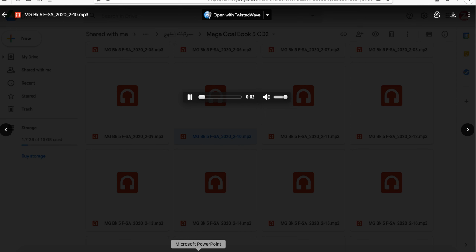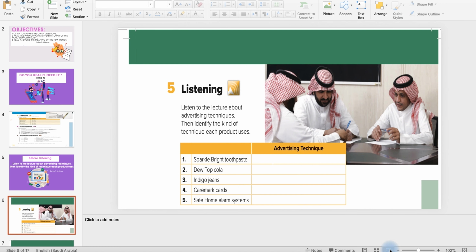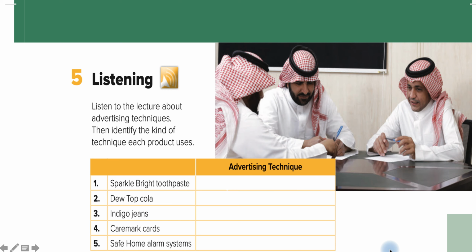Page 73. 5. Listening. Listen to the lecture about advertising techniques. Then identify the kind of technique each product uses. Good morning, and welcome to the class Advertising 101. You are here today because you want to learn the secrets behind how advertisers sell to consumers. As you become more familiar with the techniques advertisers use to sell their products, you will notice that these same approaches pop up again and again, selling everything from toothpaste to tires and life insurance to laundry detergent. Let's take a look at some of these techniques.